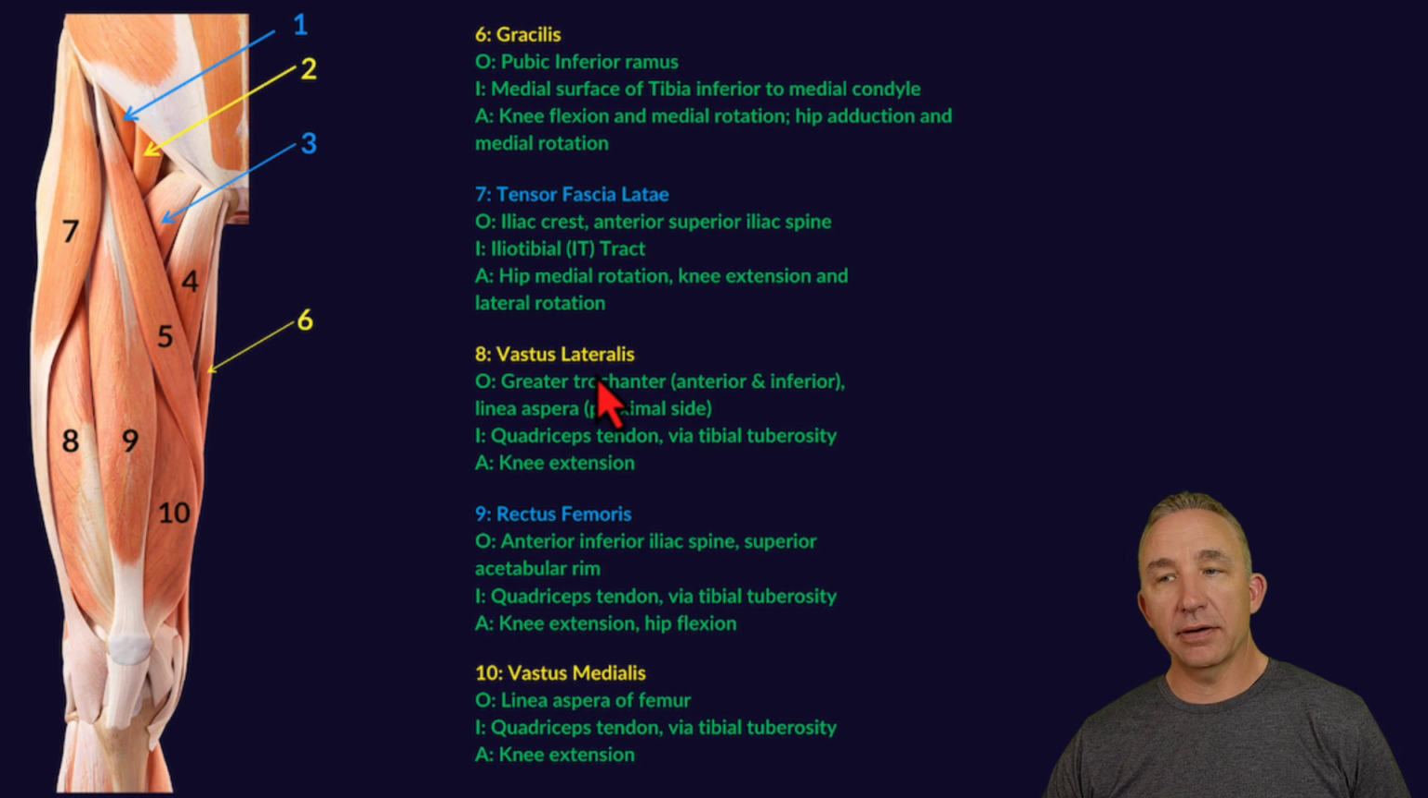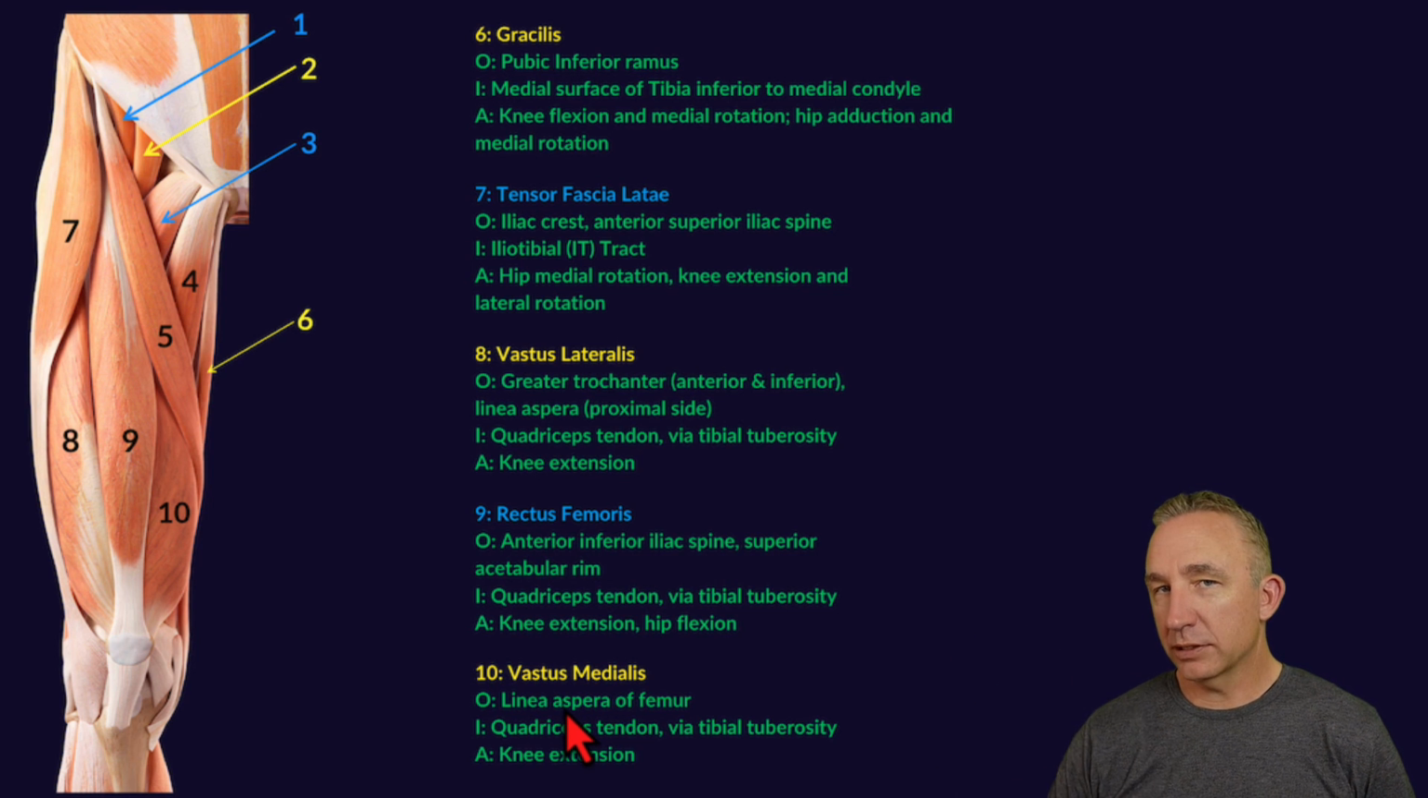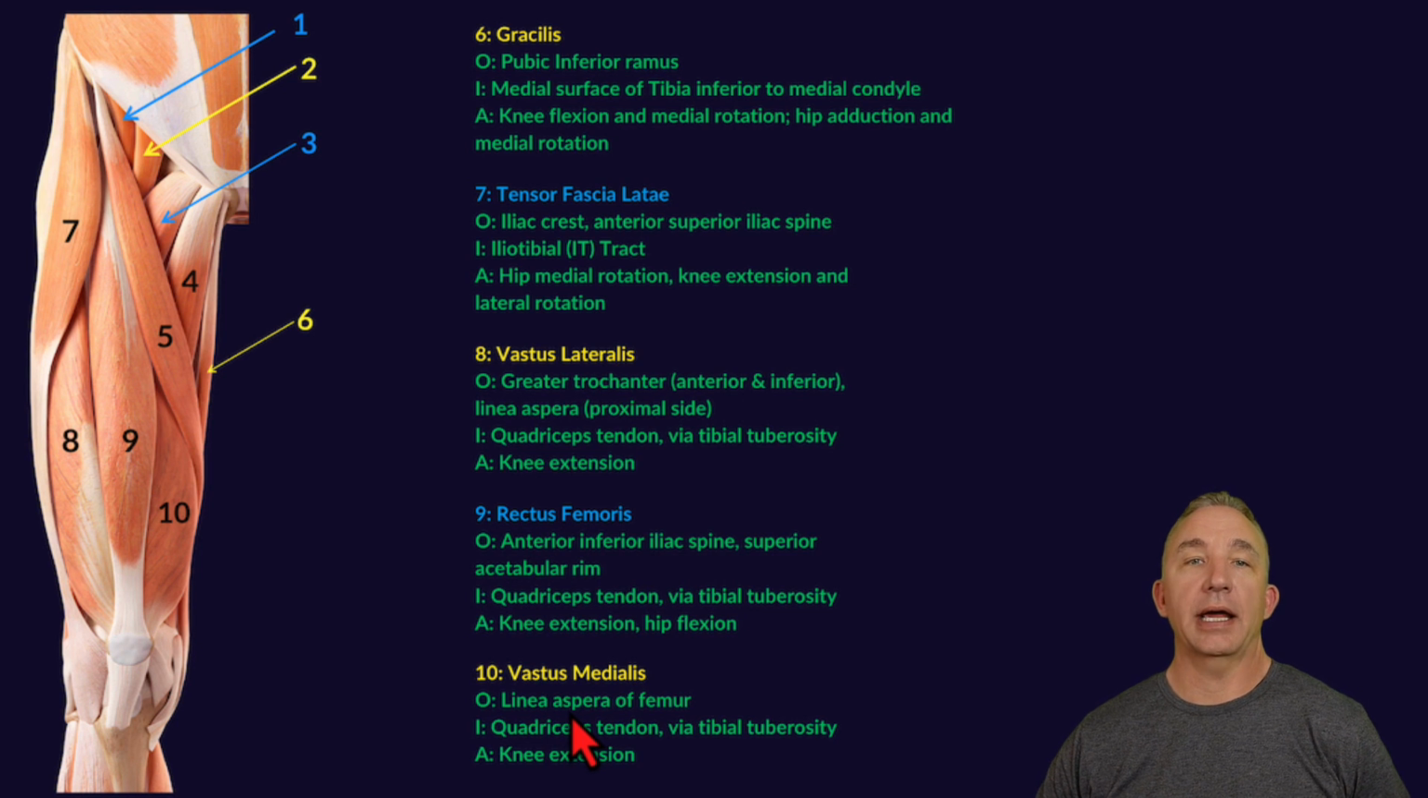So vastus lateralis, the greater trochanter. The rectus femoris, another anterior one, but now the inferior iliac spine, versus the superior we did for tensor fasciae latae and sartorius. Vastus medialis, linea aspera again. Remember that long ridge, that rough line down the posterior side of the femur, helps with a lot of our connections when we think about the force of the quadriceps. So this is OIAs, the anterior side looking at a right leg.